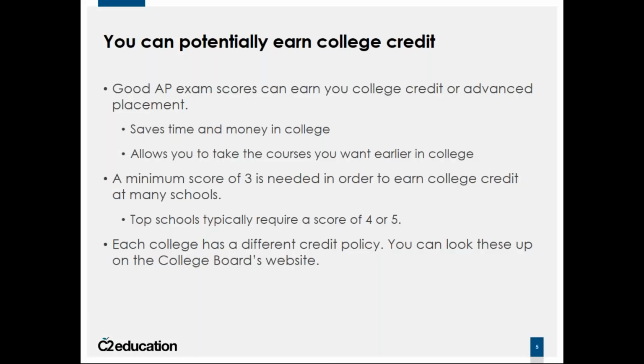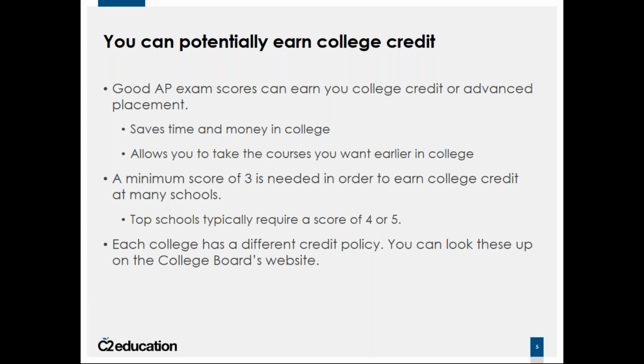So the real nice benefit of APs is that you can earn college credit for them. A good AP score, usually that means a 4 or a 5, but sometimes that could be as low as a 3. It would depend on the school. Every school has their own AP credit policy. The easiest way of checking is to go to collegeboard.org and type in the school that you want to go to, look it up, and it will give you, for every single course that they accept, the grade that you need for it, and then the number of credits that they give you.